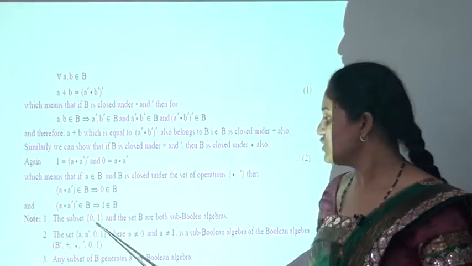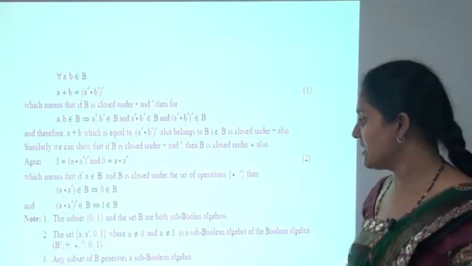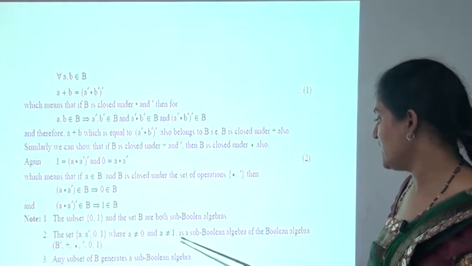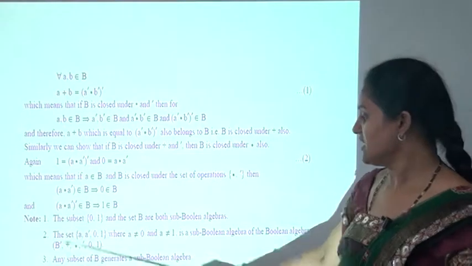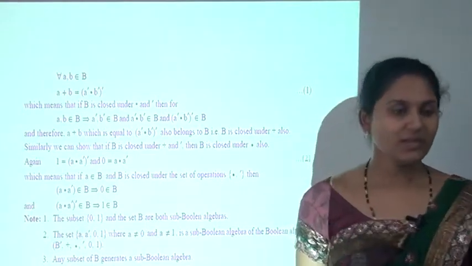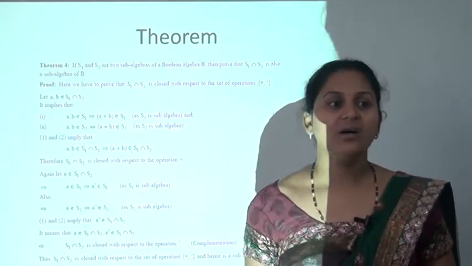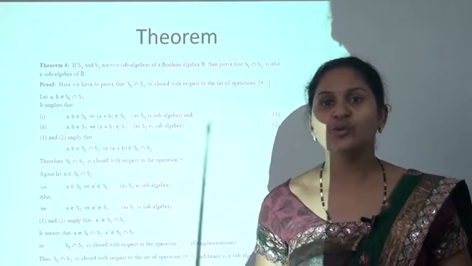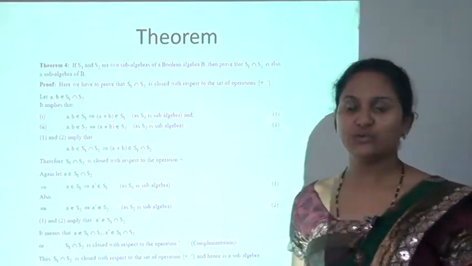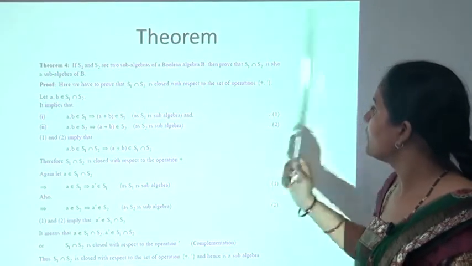Note that the subset {0, 1} and the set B are sub-Boolean algebras. The set {a, a', 0, 1}, where a is not equal to 0 and a is not equal to 1, is also a sub-Boolean algebra. Again, a subset of B generates a sub-Boolean algebra. So let's take a theorem. If two sub-Boolean algebras are there, then their intersection is also a Boolean algebra. Let S1 and S2 be two sub-algebras of a Boolean algebra B.